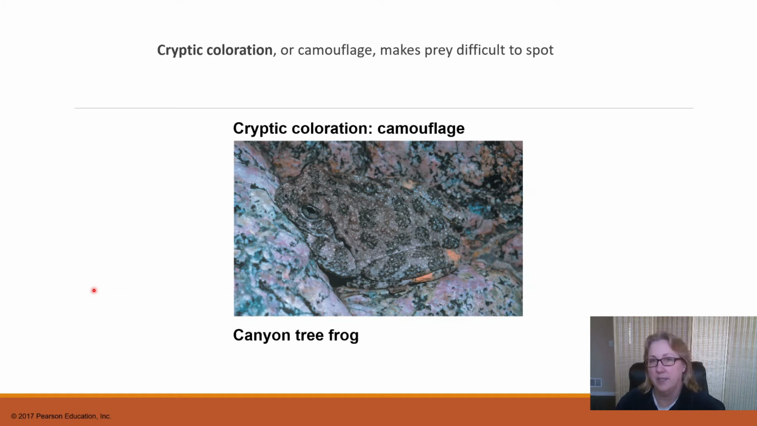Camouflage is used by both prey and predators to make them harder to see. This tree frog is camouflaged for both reasons. It is a predator, it eats insects, and it is an ambush predator. But it also is prey to larger birds, and so it is camouflaged for that reason as well.